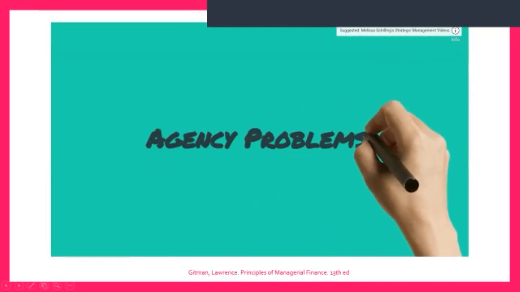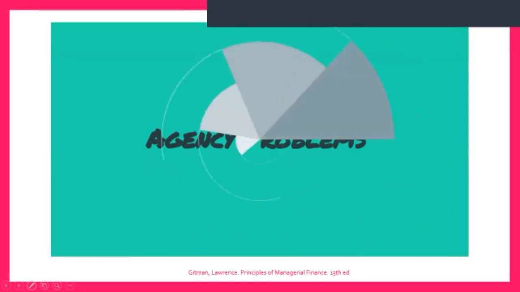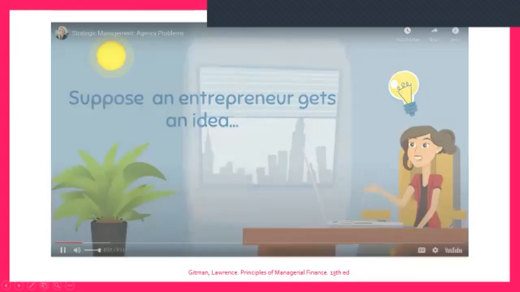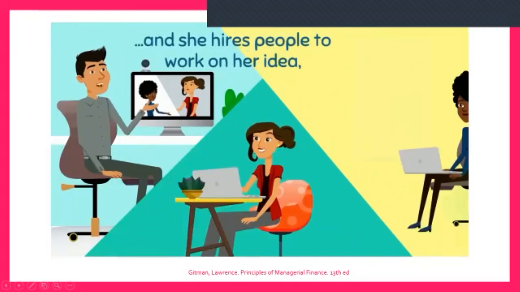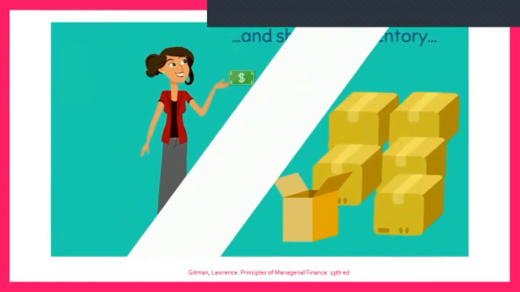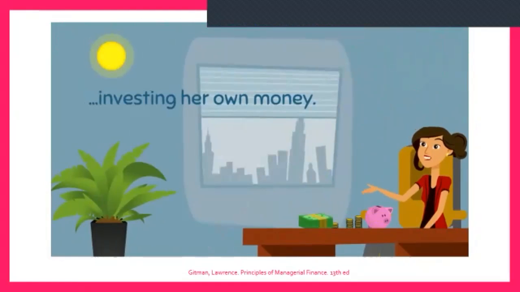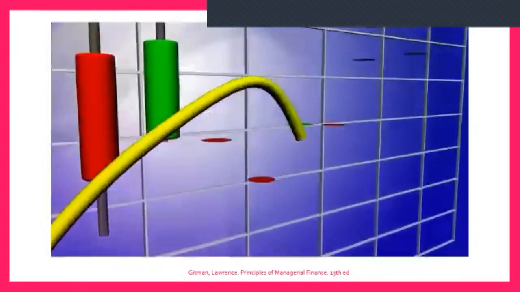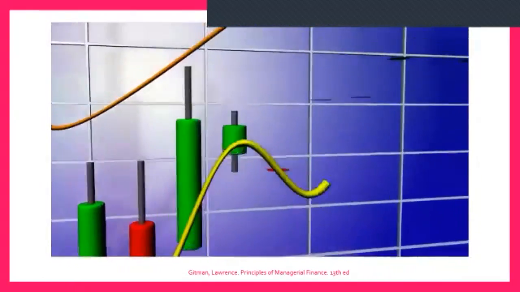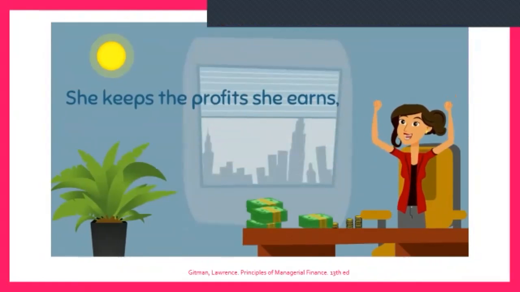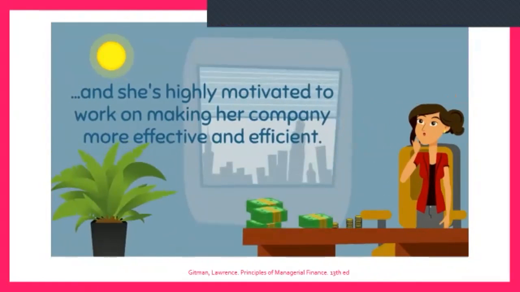In this video, we're going to look at agency problems. Suppose an entrepreneur gets an idea, and she hires people to work on her idea, and she buys inventory, all investing her own money. Her idea is a big success, and soon sales are coming in. She keeps the profits she earns, and she's highly motivated to work on making her company more effective and efficient.